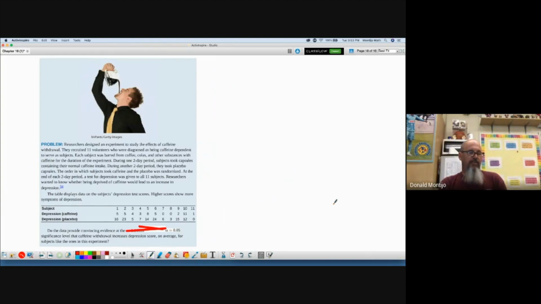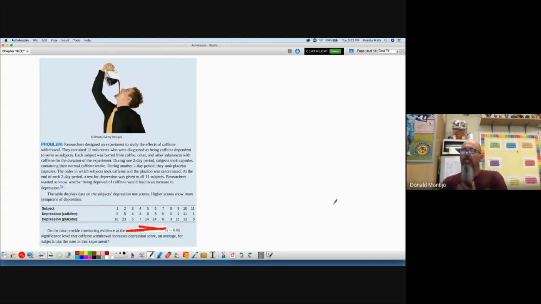So researchers designed an experiment to study the effects of caffeine withdrawal. They recruited 11 volunteers who were diagnosed as being caffeine dependent. Each subject was barred from coffee, cola, or anything else with caffeine for the whole experiment. During one 2-day period, subjects took capsules containing their normal caffeine intake. During the other 2-day period, they took placebo capsules. The order in which the subjects took the caffeine and the placebo was randomized. At the end of each 2-day period, a test for depression was given to all 11 subjects. Researchers wanted to know whether being deprived of caffeine would lead to depression. The table displays the subjects' depression scores. Higher scores show more depression.